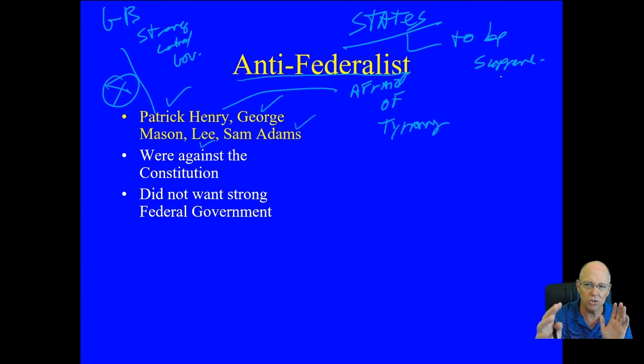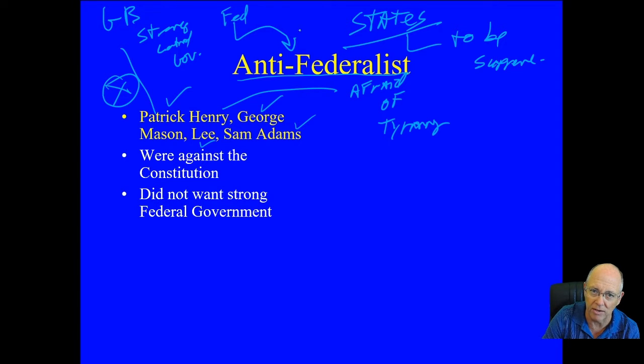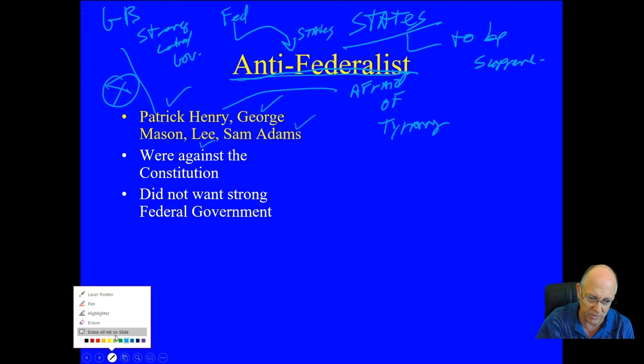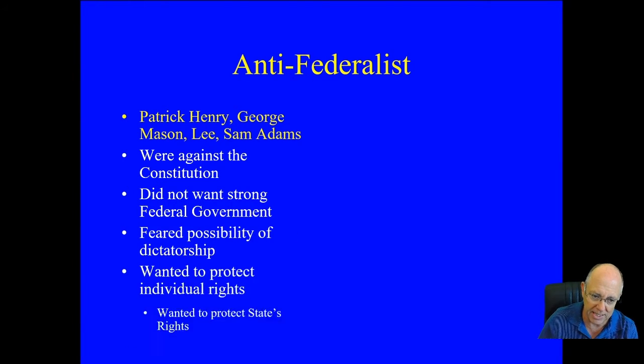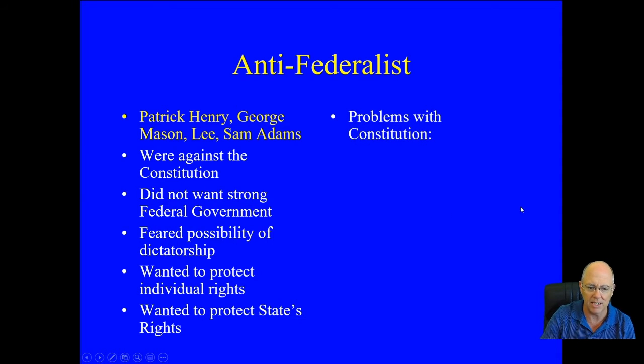And the Constitution doesn't do this. In the Constitution of the United States, who is supreme? The federal government is supreme, and then the states are inferior. Do you follow? So these guys are afraid of a strong government. They're afraid that it'll be tyrannical, that it will force the states to do things. And so they voted against it, and they argued against it.